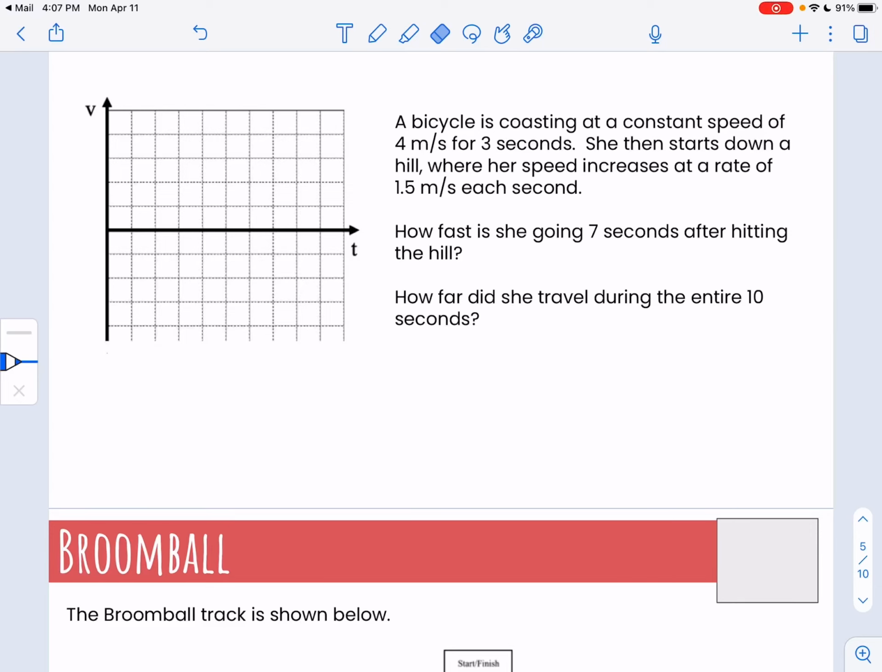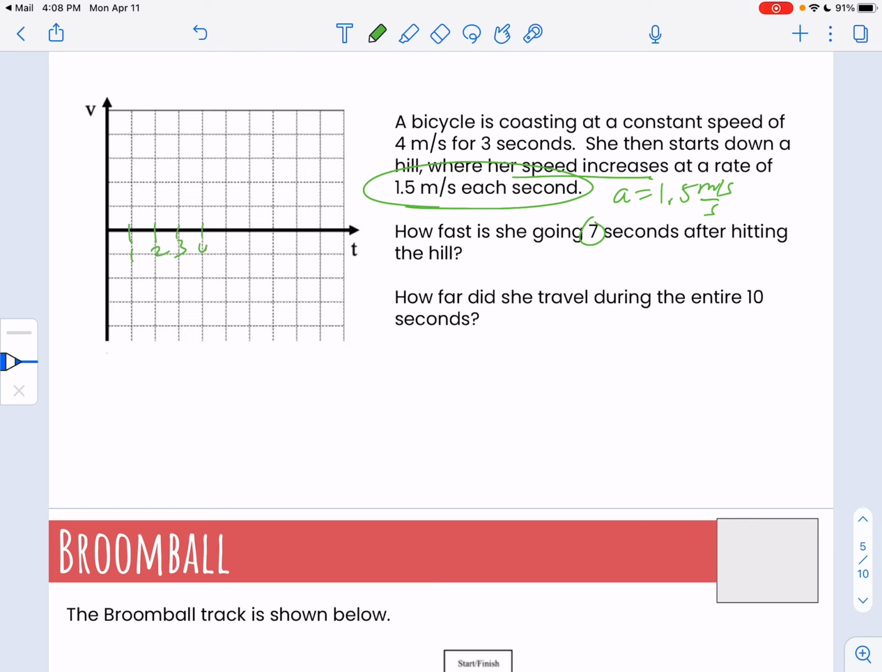All right, so here's the second one. A bicycle is coasting at a constant speed of 4 meters per second for 3 seconds, and then starts down a hill where her speed increases at a rate of 1.5 meters per second each second. So that's an acceleration of 1.5 meters per second squared. How fast is she going 7 seconds after hitting the hill?